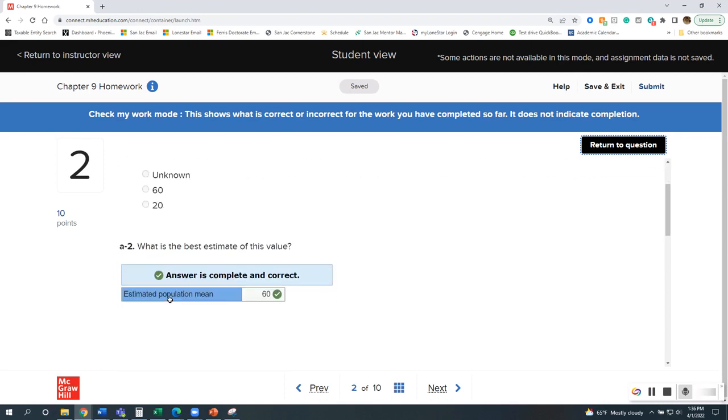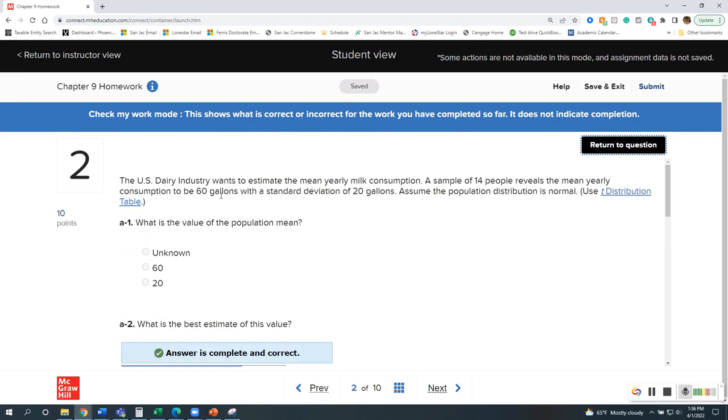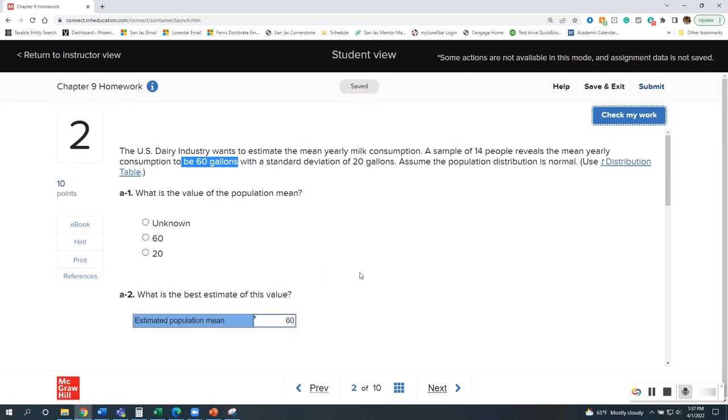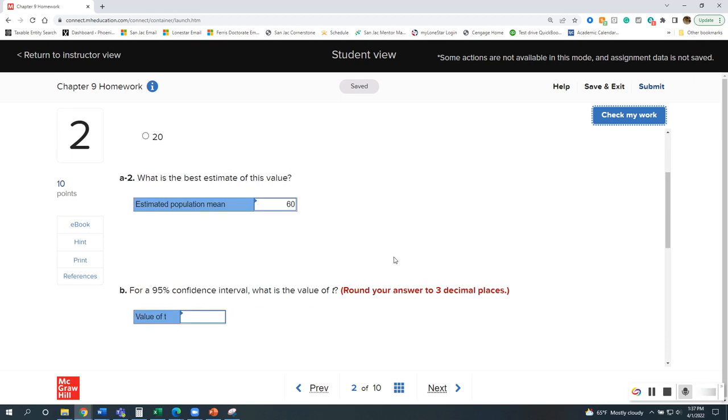So, estimated population mean is your sample mean. Basically, this one right here. Okay? Oh, I can't believe I did that. You can tell. It's like April fooled myself on this one. You can tell the date, but that was funny.